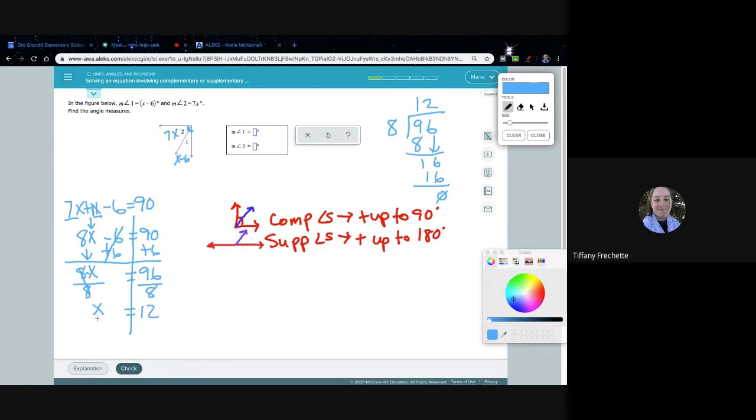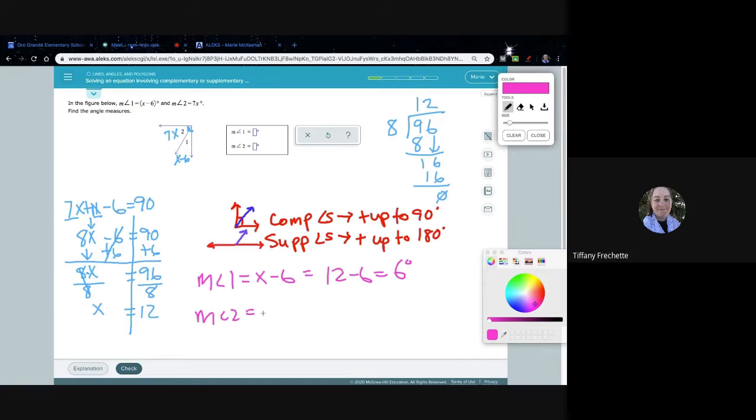All right, so we know x. Remember, we don't want x. We want to know what angle 1 is and what angle 2 equals. So, sorry, we want to know what the measure of angle 1 equals and the measure of angle 2 equals. So angle 1 was x minus 6. We just figured out what x was. It was 12. So 12 minus 6 is 6.